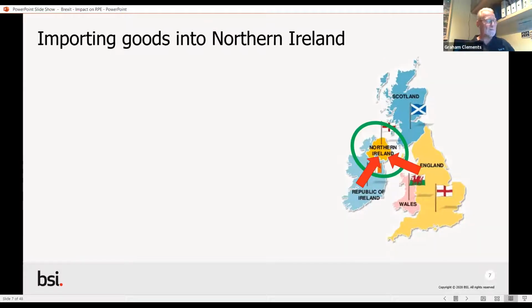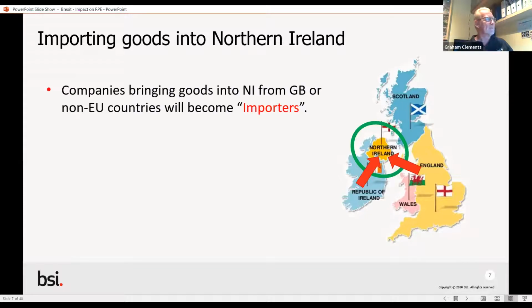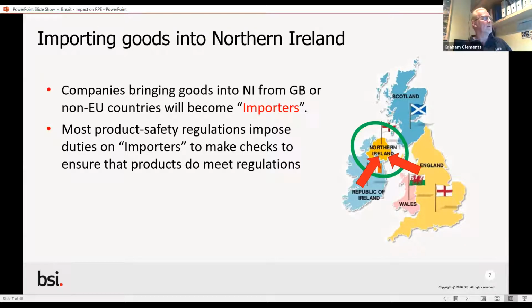So importing goods into Northern Ireland presents a particular problem. So companies bringing goods into Northern Ireland from the island of Great Britain, in other words, the rest of the UK, are in fact importers from the UK. And they're also importers from the EU. So it changes some of the relationships of what people do, whether they're distributor, whether they're manufacturer, whether they're importer, or whether they're some or all of those terms, which does mean that there's additional checks in some cases that have to be met.